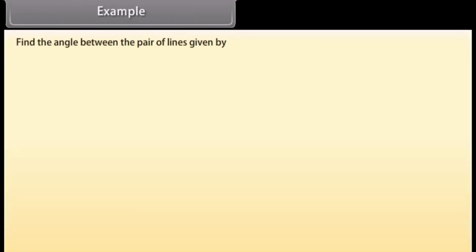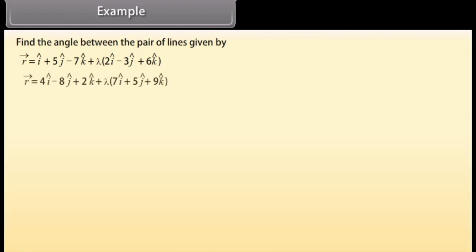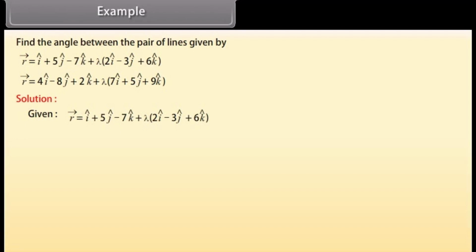Example. Find the angle between the pair of lines given by vector r equals i plus 5j minus 7k plus lambda(2i minus 3j plus 6k), and vector r equals 4i minus 8j plus 2k plus lambda(7i plus 5j plus 9k). Solution. Given vector r equals i plus 5j minus 7k plus lambda(2i minus 3j plus 6k), and vector r equals 4i minus 8j plus 2k plus lambda(7i plus 5j plus 9k).